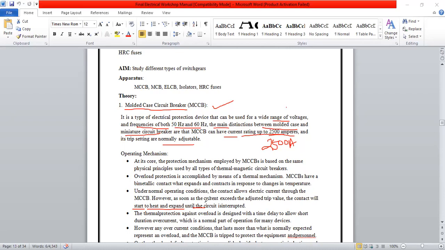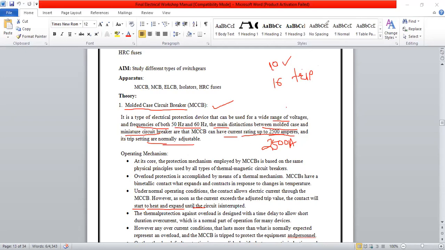The trip setting means, suppose one of the circuit breakers can be used for 16 ampere, and we set the value by using a relay at 10 ampere or it may be 12 ampere. We set it at 10 ampere. If the current flowing from that line is about 10 ampere, at that situation this circuit breaker will trip automatically. So this is nothing but the trip setting. Okay, this setting can be adjustable for the molded case circuit breaker, and this facility is not available in case of the miniature circuit breaker.